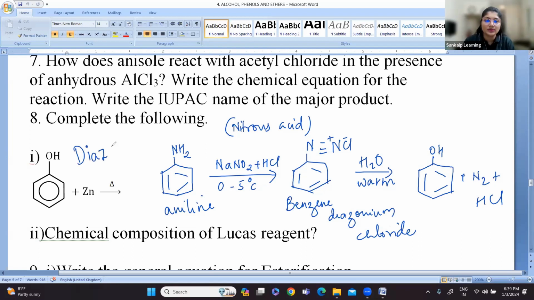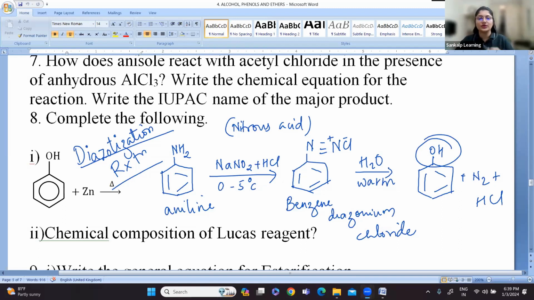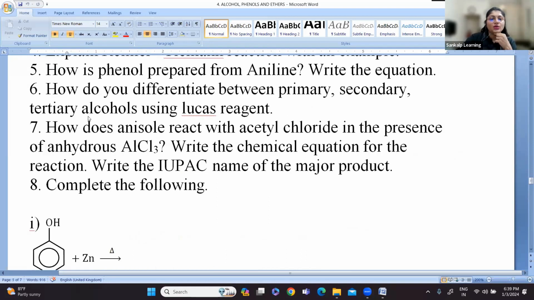Diazotization reaction. We are preparing our phenol from diazotization. It is forming a diazonium salt as an intermediate product. I hope you are getting these things right. So moving further, next question.